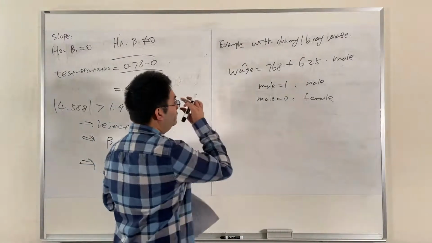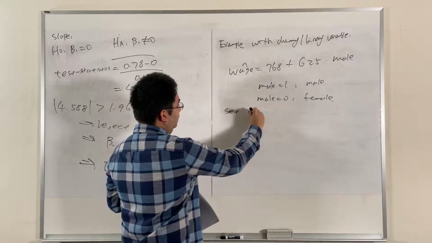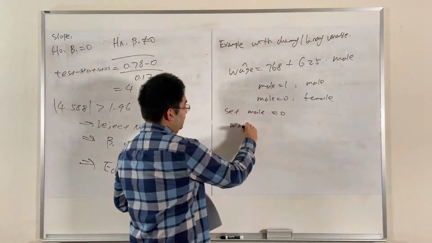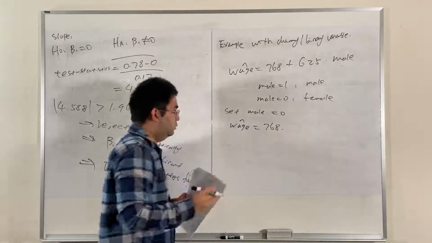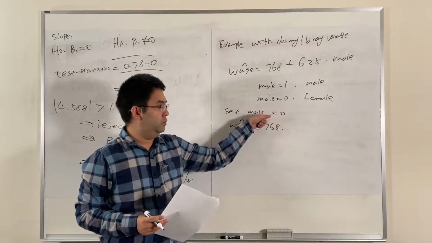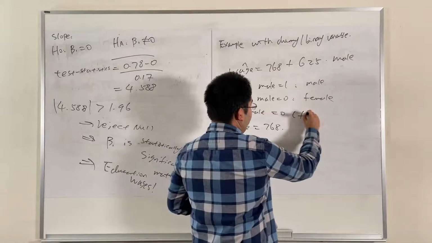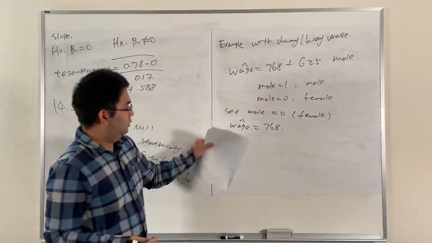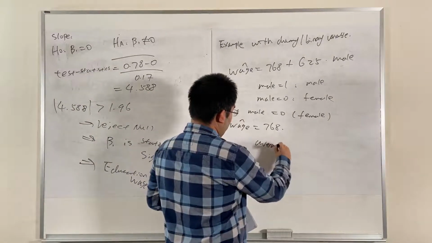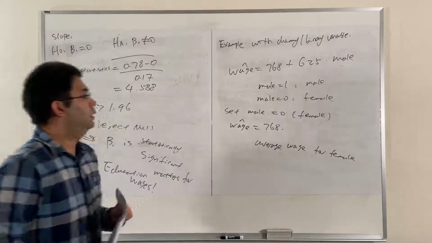So the way we do this is, let me set male equals 0, right? If we set male equals 0, your wage hat equals 768. So in this case, we get 768 for male equals 0. But when is male equal to 0? Male equal to 0 means it's for female, right? So that means the interpretation of 768 is the average wage for a female, right? That's it.